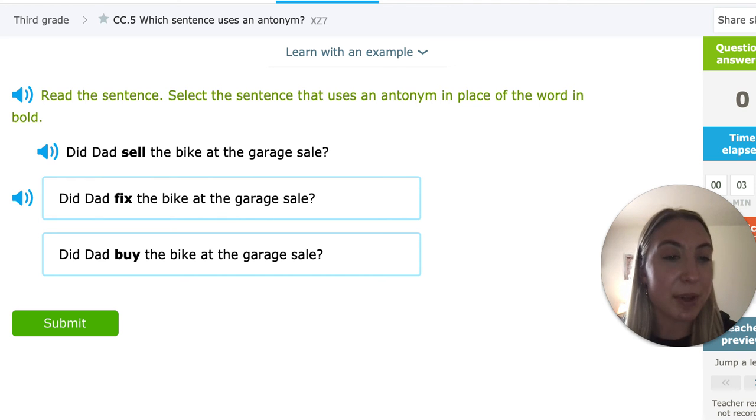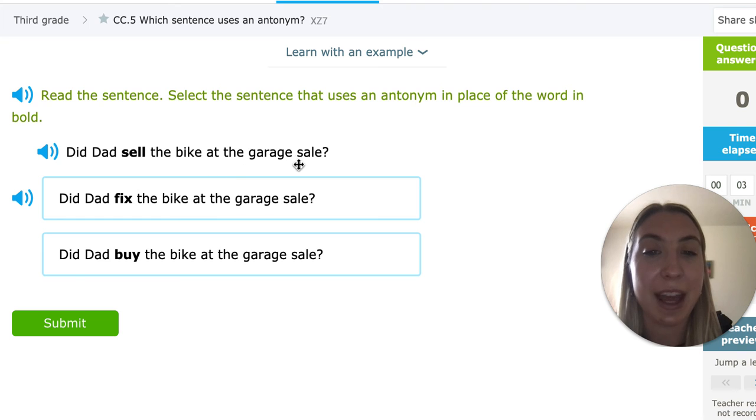So today we're going to be doing the opposite. They're going to give us a sentence and we have to select the sentence that has the opposite word. So, did you sell the bike at the garage sale? We're looking at the bold word, which is sell, so we're looking for the opposite. If you're not selling something, then are you fixing it or buying it? Which one is the opposite?